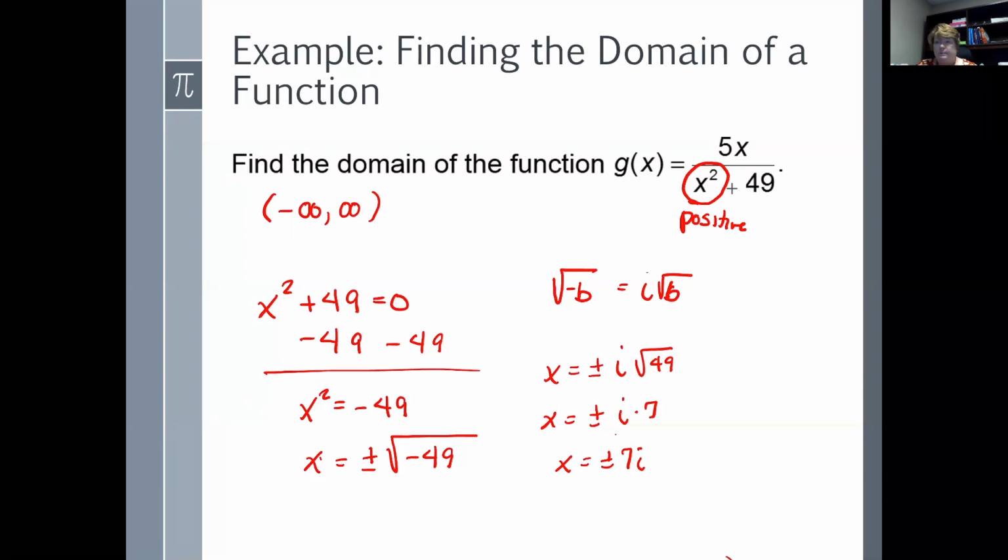Those are not real. So there are no real numbers that will satisfy the equation x squared plus 49 equals 0. Since there are no real numbers that satisfy that equation, there are no real numbers that will make the denominator of this function equal to 0. So since there are no real numbers that will make the denominator equal to 0, the domain of this function is the set of all real numbers.